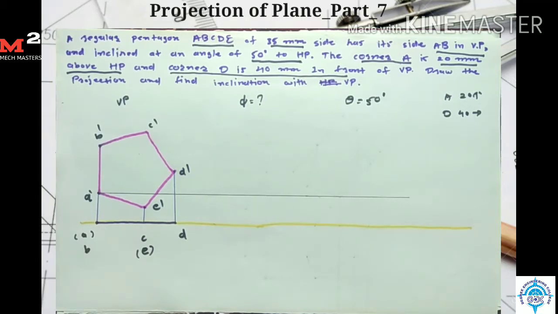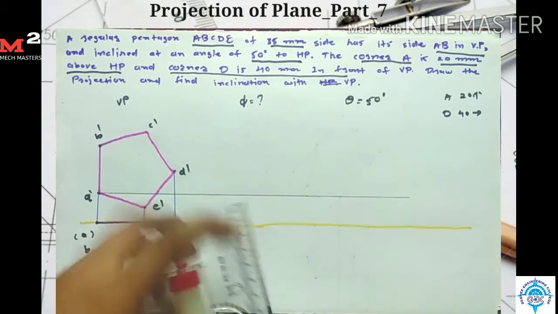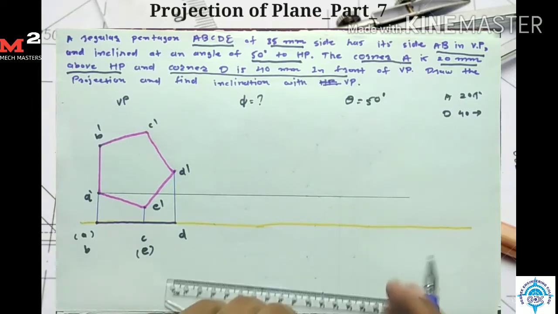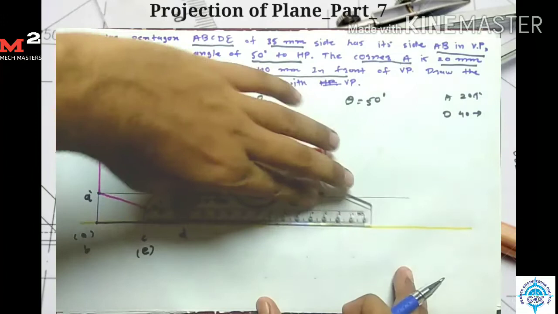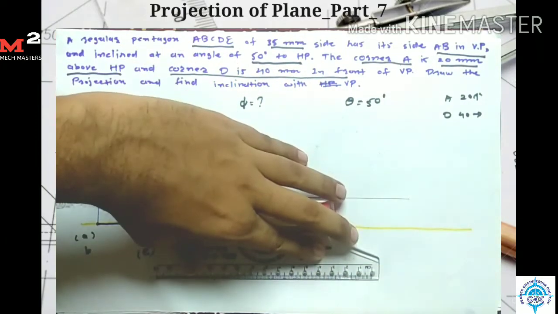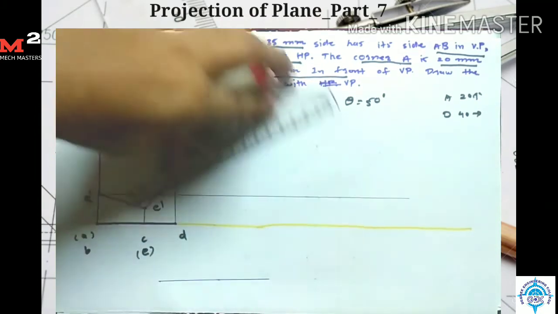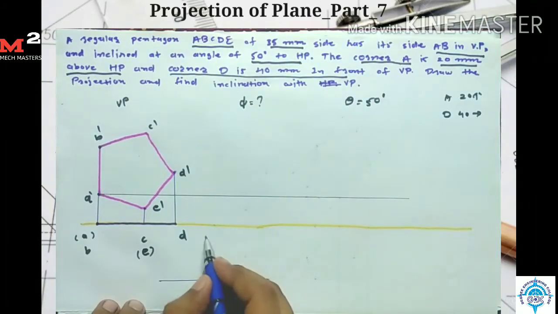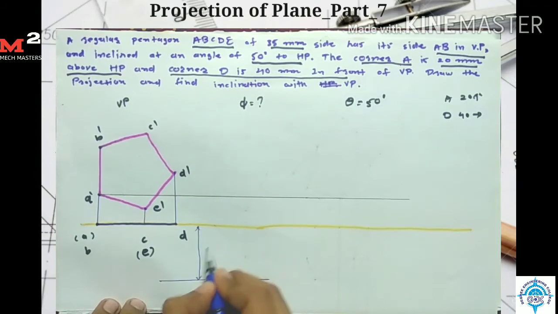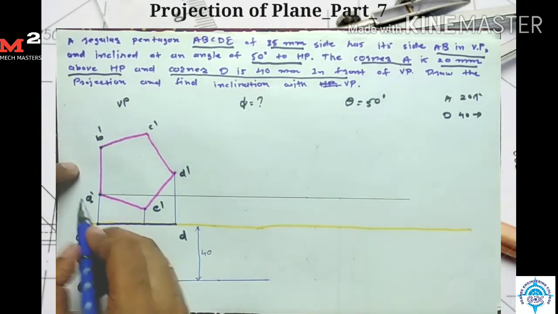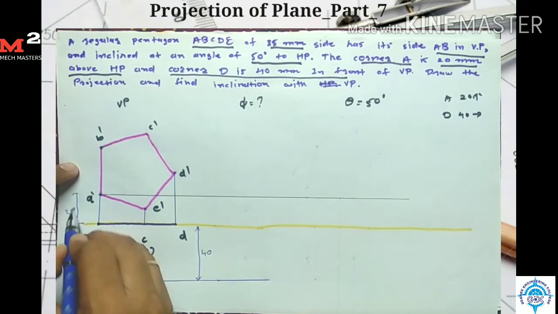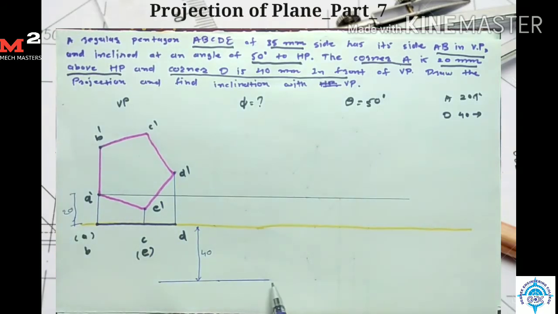Now in the second stage the angle phi is not given. But here one condition is given that the corner D is 40 mm in front of VP. Okay, so from the reference line I measure the distance 40 mm and draw one parallel line from here. So this distance is 40 mm and this distance is 20 mm. Okay, so I get my point D on this line.